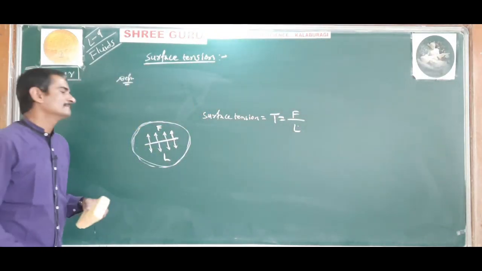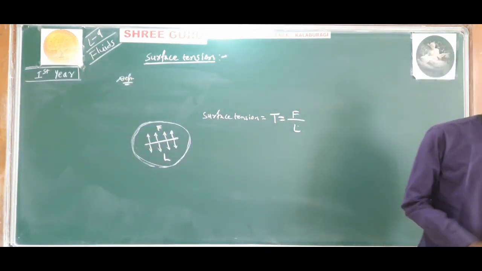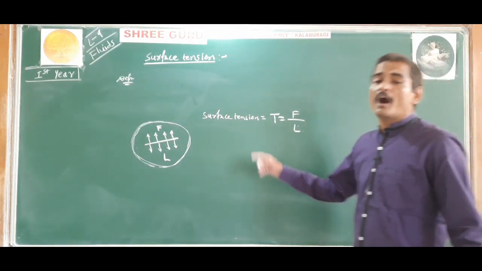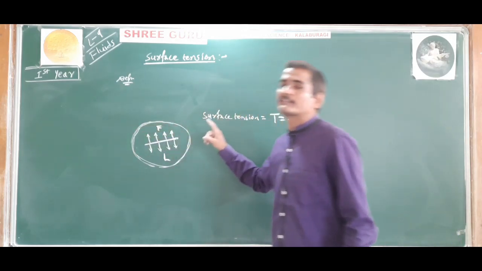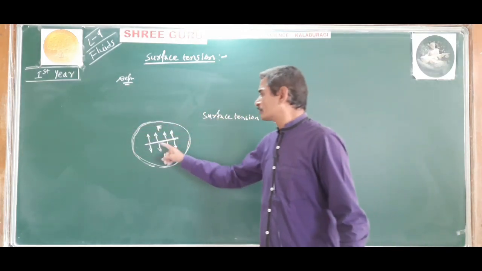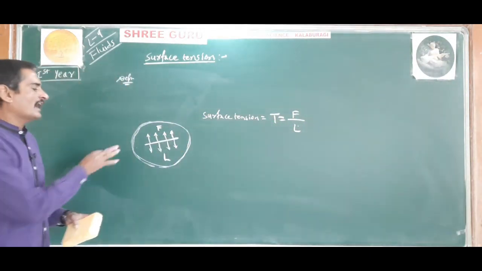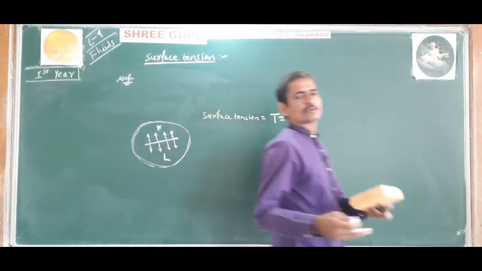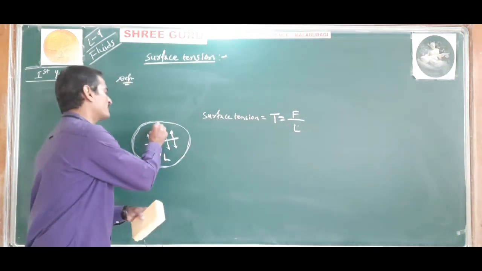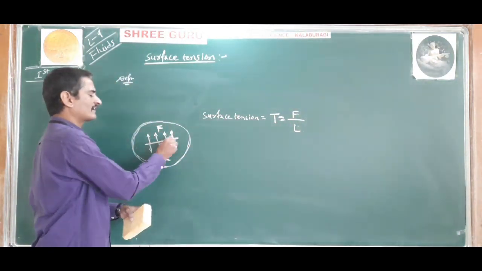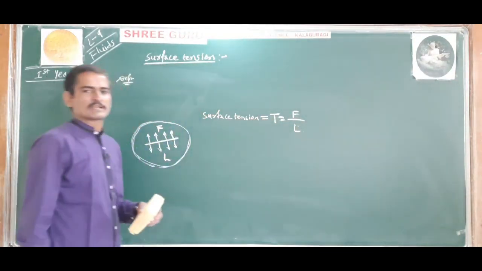Understood? See here, once again I will tell. Surface tension is measured by the force acting per unit length of an imaginary line drawn on the liquid surface. This force will be perpendicular to the imaginary line and tangential to the surface. Understood? So if F is the force acting on either side of the imaginary line of length L, then surface tension is given by T is equal to F divided by L.